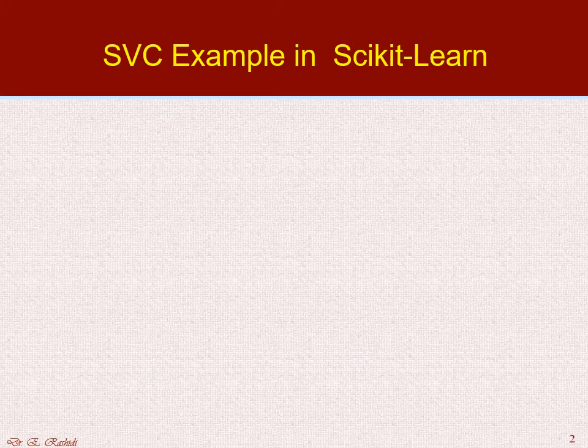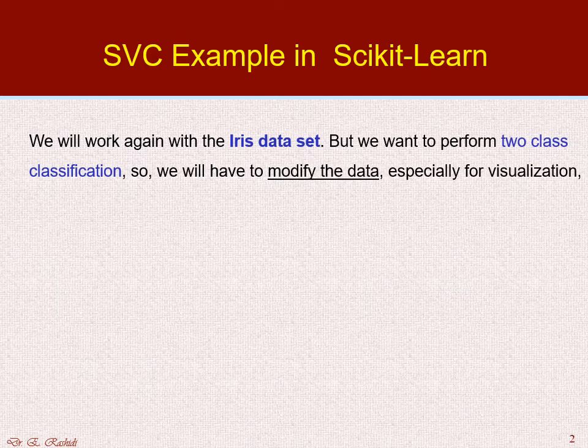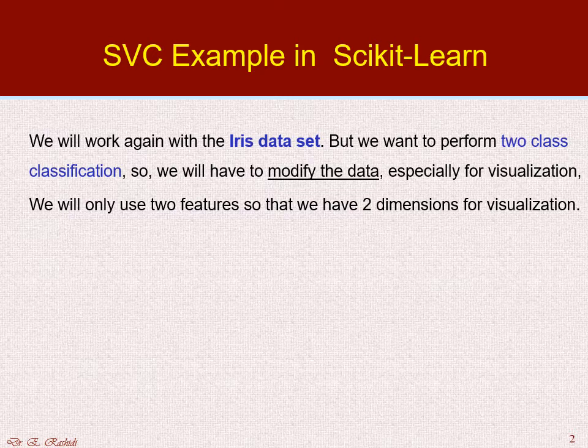An SVC application example in Scikit-Learn. Here we will work again with the iris dataset that you are already familiar with. But we want to perform two-class, binary classification, and if you remember, the iris dataset has 3 classes. So we will have to modify the data to single out one of the classes and only consider 2 of the classes. Also, for visualization, we will have to use only 2 features, because we have 4 features in the iris dataset. So for visualization, we need to only pick 2 of the features.